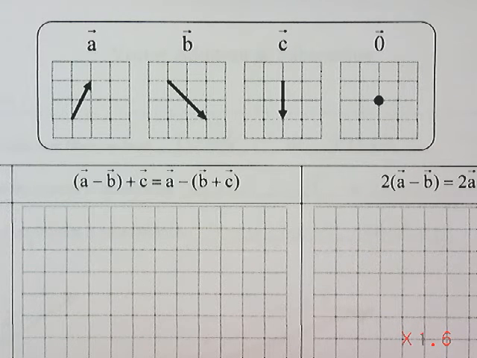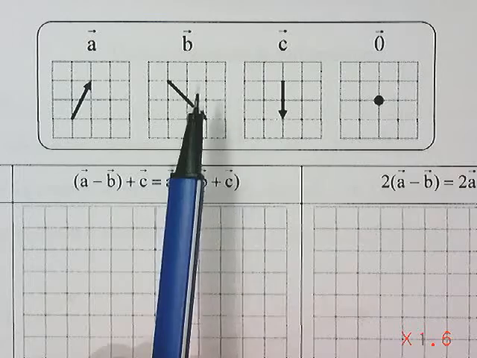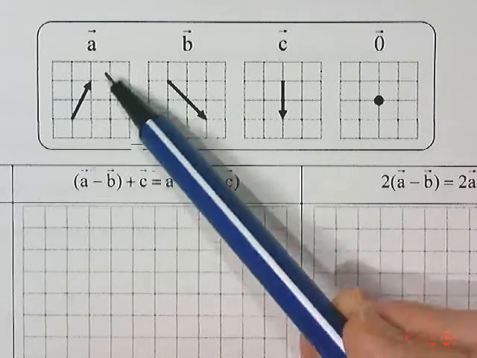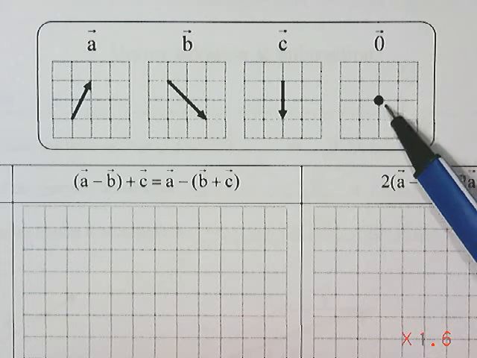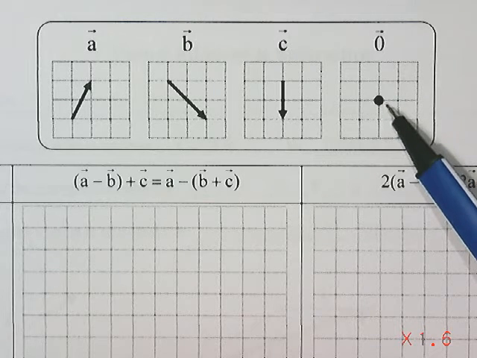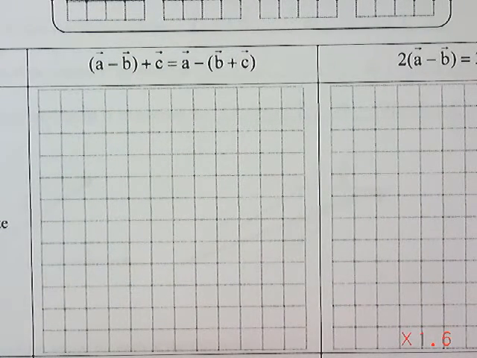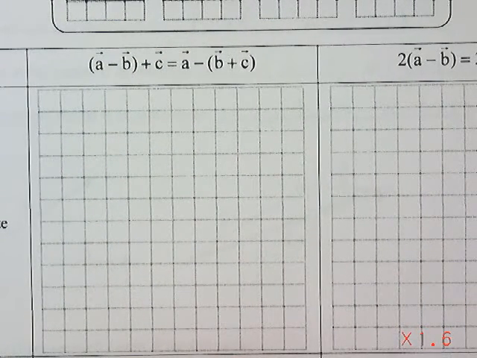This is part 2 of our video on vector operations. We just did the first page and now we are on the second page. So these are the same 4 vectors we were working with on the previous slide. We have vector A, B, C, and then 0, which has no direction or magnitude, so it's just a dot. All right, so we have A minus B plus C equals A minus B plus C.